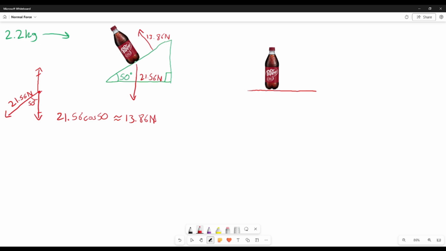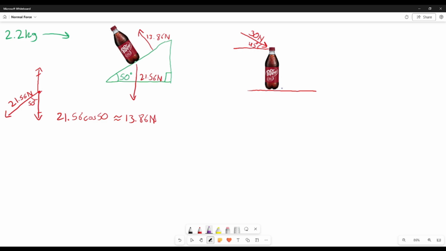In this one, we're going to imagine that the bottle is sitting on a flat surface, but you are pushing down and to the right at an angle of 45 degrees from the horizontal with a force of 30 newtons. Take a moment and try and find the normal force acting on this bottle. Feel free to pause the video. Now I'm going to go ahead and solve for that now.